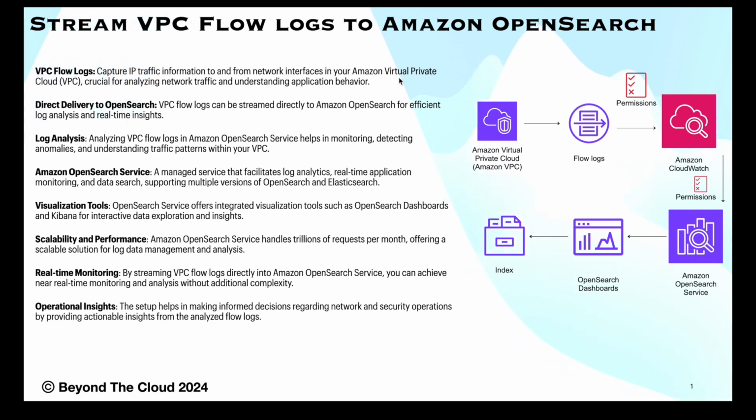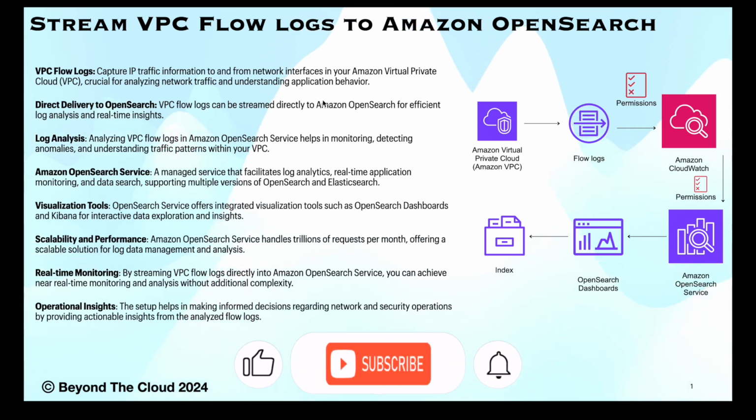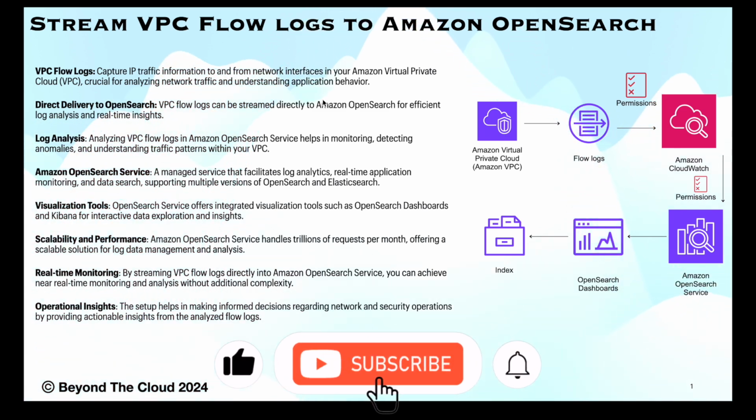Now, the direct delivery to OpenSearch. What AWS offers is a seamless integration between the VPC flow logs and Amazon Elasticsearch service. This direct streaming capability eliminates the need for intermediate storage or processing steps, reduces latency in data availability, simplifies the overall architecture, and also enables near real-time analysis of network traffic.